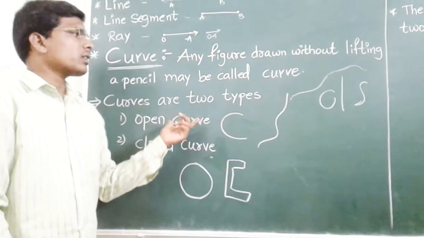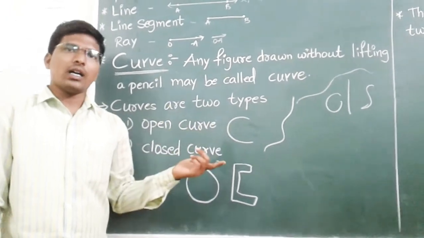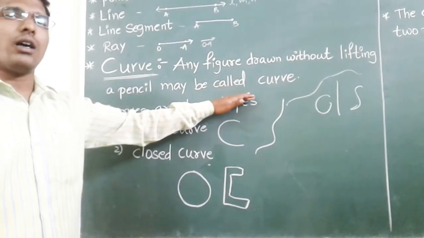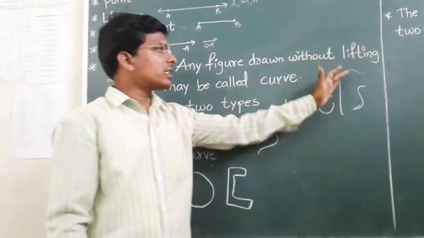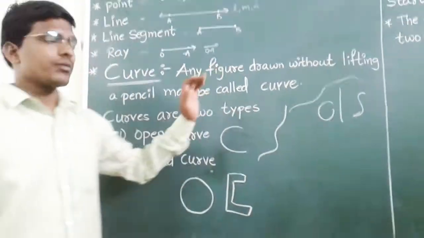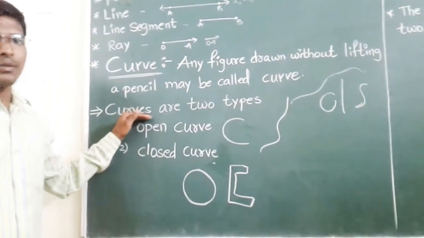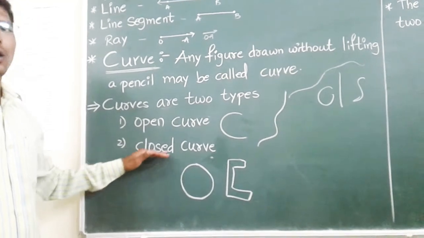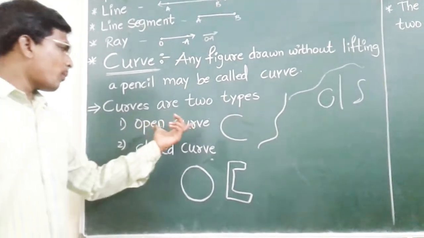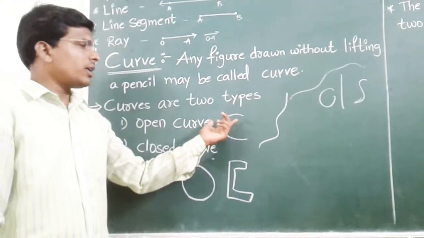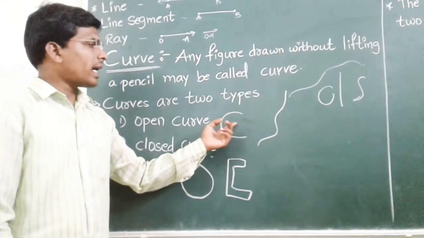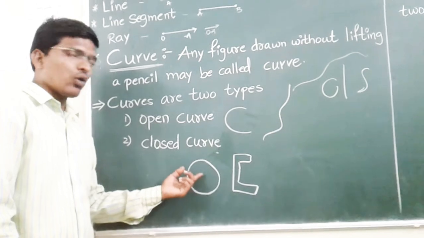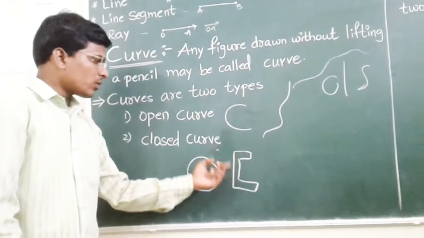So a curve is nothing but any figure drawn without lifting a pencil. Every straight line is also a curve according to mathematics. Next, we have two types of curves: first one open curve, second one closed curve. An open curve is not closed; it has an open end. A closed curve has no open end and is closed at every end.